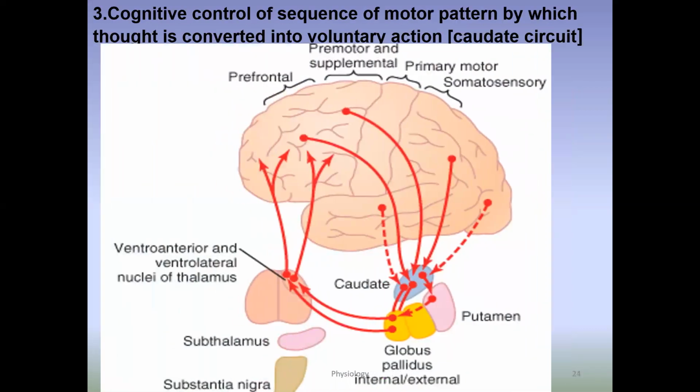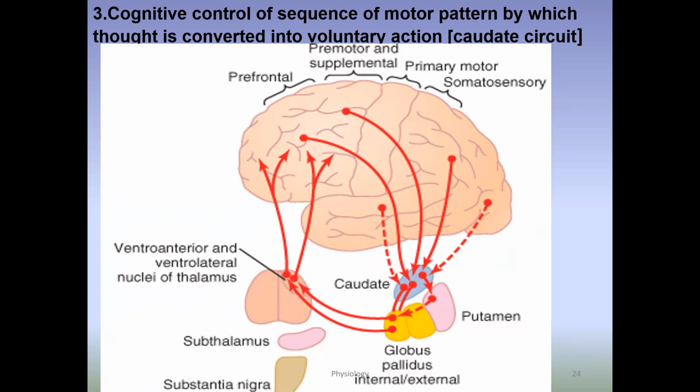Third function is cognitive control of sequence of motor patterns, by which thought is generated into a voluntary action. That is done by the caudate circuit. What do you mean by cognition? Cognition is nothing but the thinking process of the brain. This is the caudate circuit. Input, output is the ventrolateral nucleus of the thalamus. So what is cognition? Cognition is the thinking process of the brain.